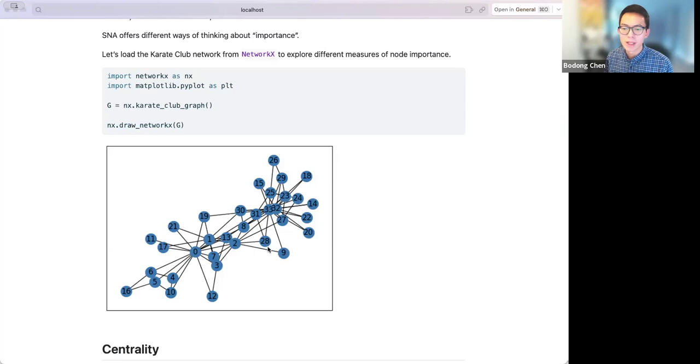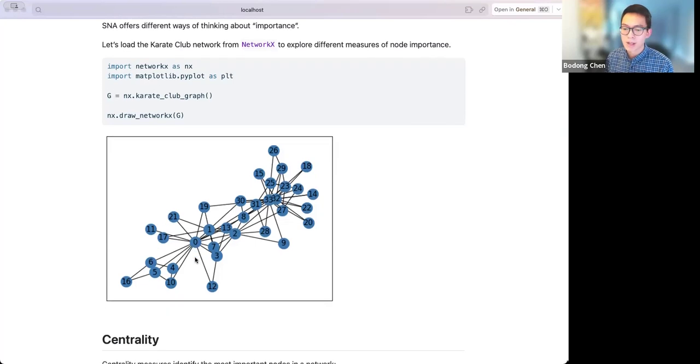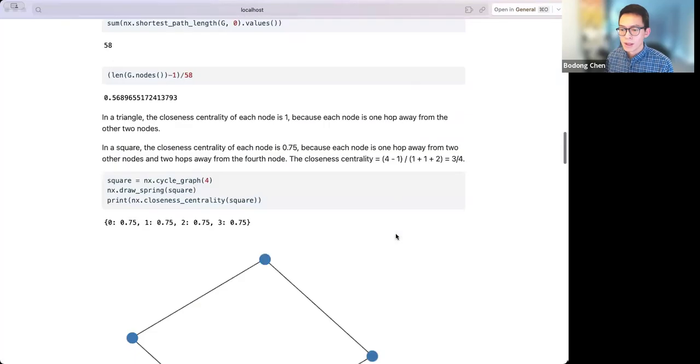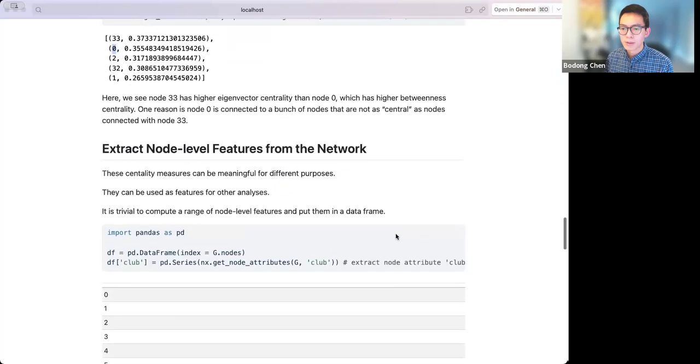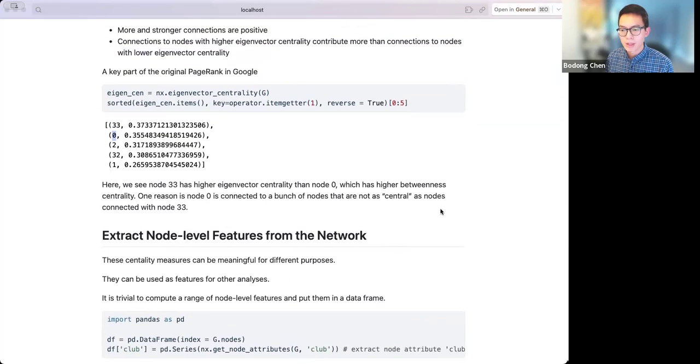Or for example, 28, I just see that there's more density on this side where 33 occupies compared to this side, where node 0 occupies. So visually, I can kind of infer that maybe that's the reason that 33 has a higher eigenvector centrality compared to 0, even though 0 has a higher degree, closeness, or betweenness centrality. But again, what matters for you depends on the question you want to ask, right?